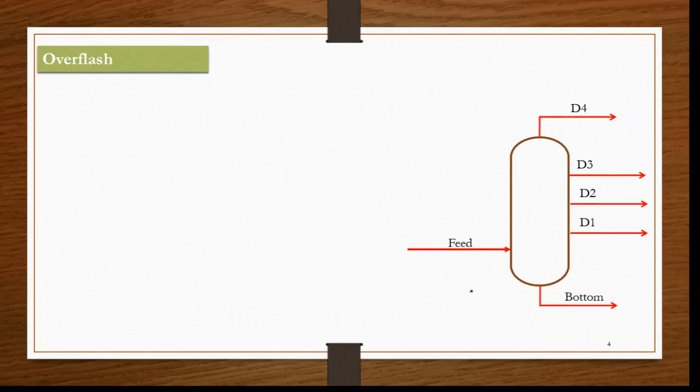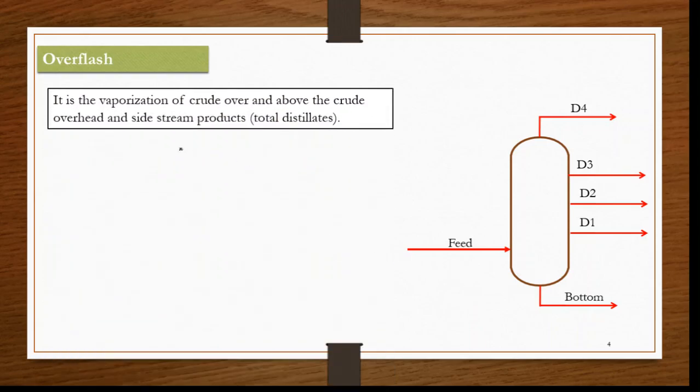The second important topic that you all should know is the overflash. What is overflash? It is basically the vaporization of crude over and above the crude overhead and side stream products, or you can say the total distillate. In other words, it is the extra amount of vapor present in the vapor phase beyond the distillate.